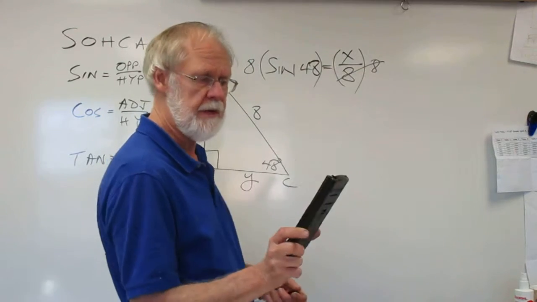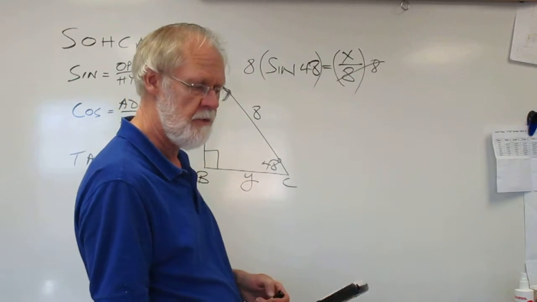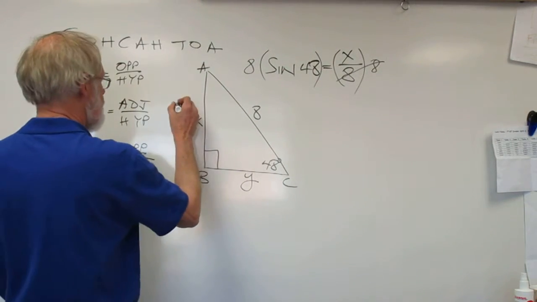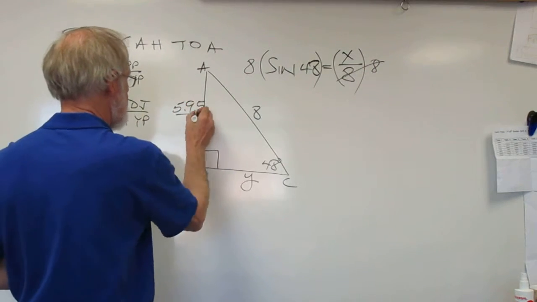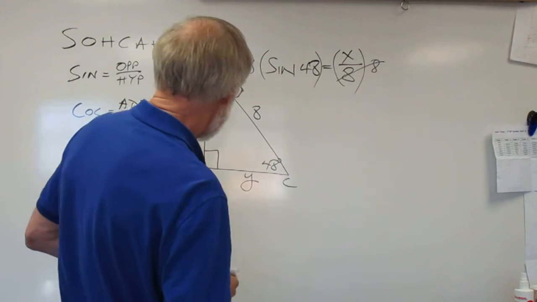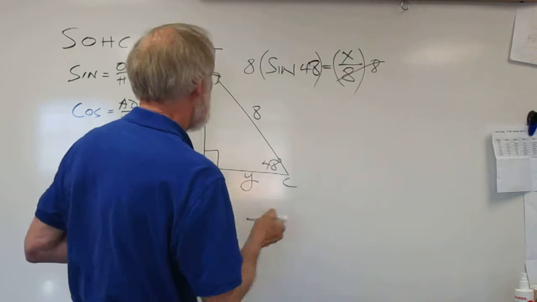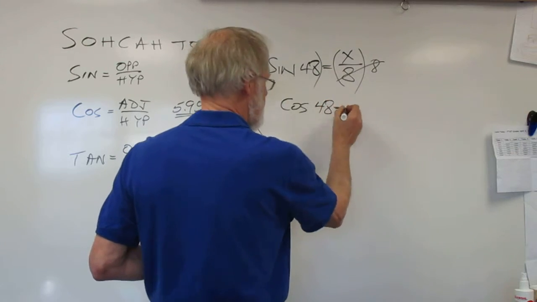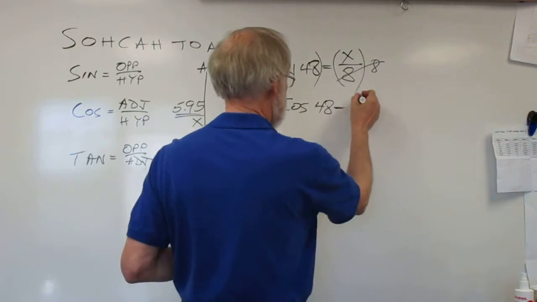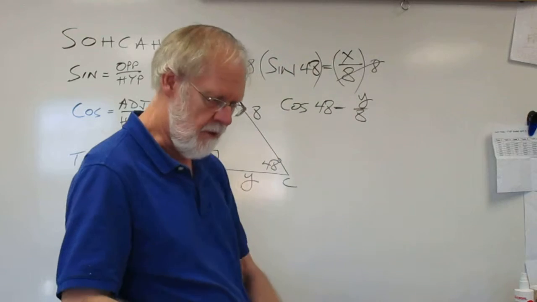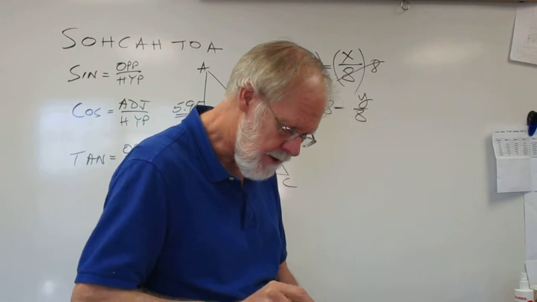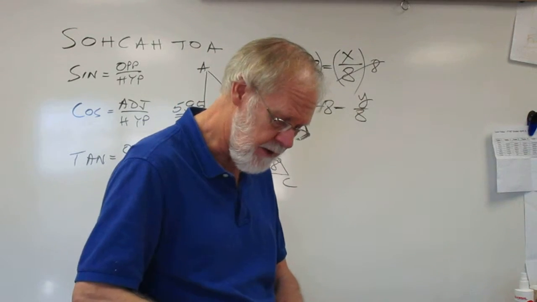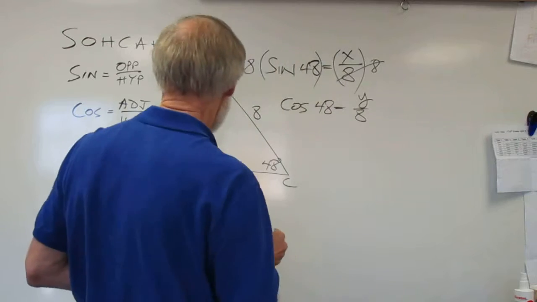Now we need to round, because now we have an answer, 5.945. I'm going to round that to 5.95. And that was x, so 5.95 is the length of this side. Now we'll find the cosine. We'll do cosine of 48 is equal to y over 8. And so I will look up the cosine of 48, and I get 0.669, and then I multiply that by 8, and I get 5.35.